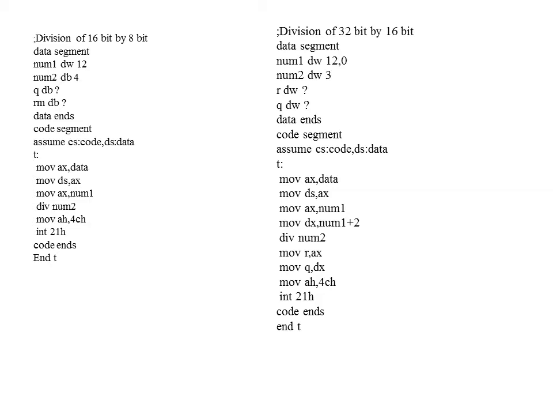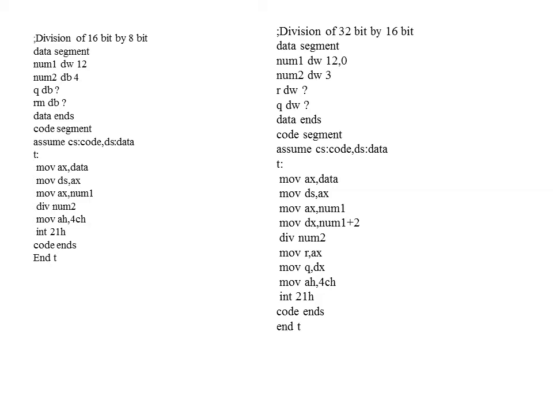As in the second case, a 32-bit number, we cannot pass 32 bits directly. We have to take two locations of 16-bit numbers to get a 32-bit number, so I have used num1 as two locations, the 0th location for the lower 16 bits, then the second location for the upper 16 bits. I have taken the number 12, and that number will get divided by 3, and the quotient will be 16-bit and the remainder will also be a 16-bit number.